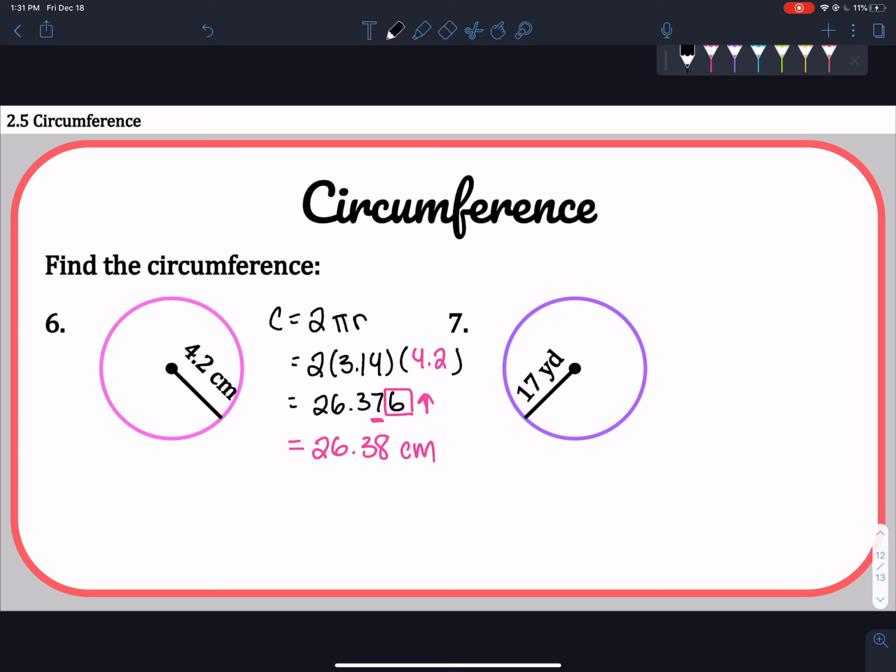For the 7th one here, I'm going to use that same formula. So 2 pi r. We're going to have 2 times 3.14 times our radius, which is 17. Again, I'm going to type that in, 2 times 3.14 times 17, and I get the answer of 106.76. And then our units here are in yards.